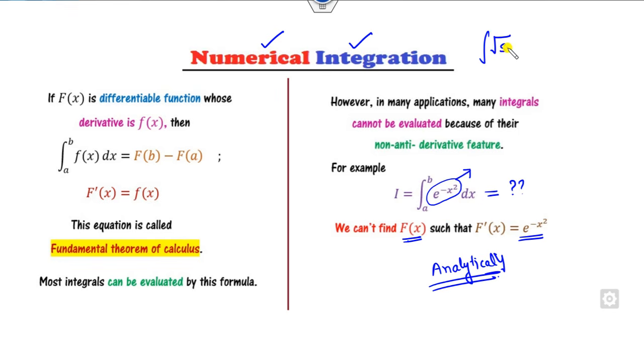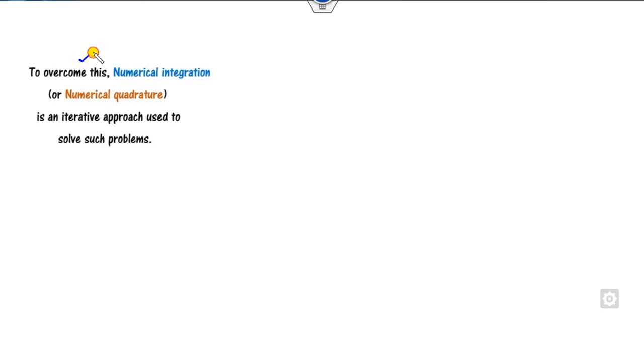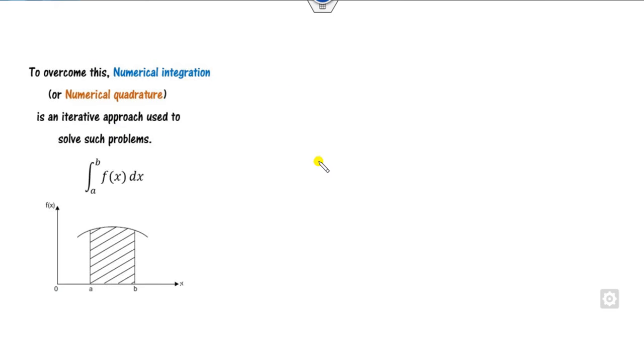Like you can see the integration of root sin x. It is not possible to do it analytically, so it is difficult to evaluate this integration. For overcoming this drawback, numerical integration, also called numerical quadrature, is used to solve such problems. Remember, it is an iterative approach. What is the meaning of an iterative approach? You can find first x0, then update the value of x0 by x1, then x2, until you get your desired accuracy.